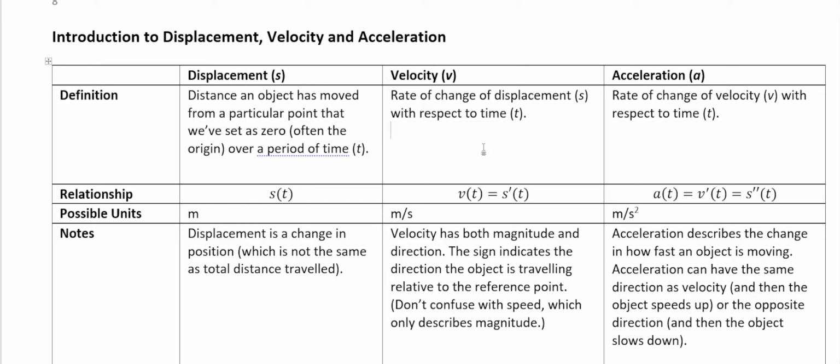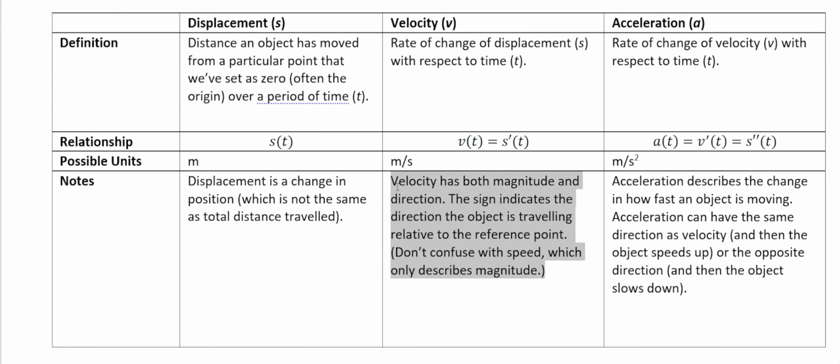That's velocity, and velocity is the rate of change of displacement with respect to time. Since velocity is the rate of change of displacement, that makes it the first derivative of the displacement function, because it's going to be meters over seconds, and velocity has both magnitude and direction. The sign indicates the direction the object is traveling relative to the reference point. Also, don't confuse velocity with speed. Speed only has a magnitude, velocity has a directional component to it.